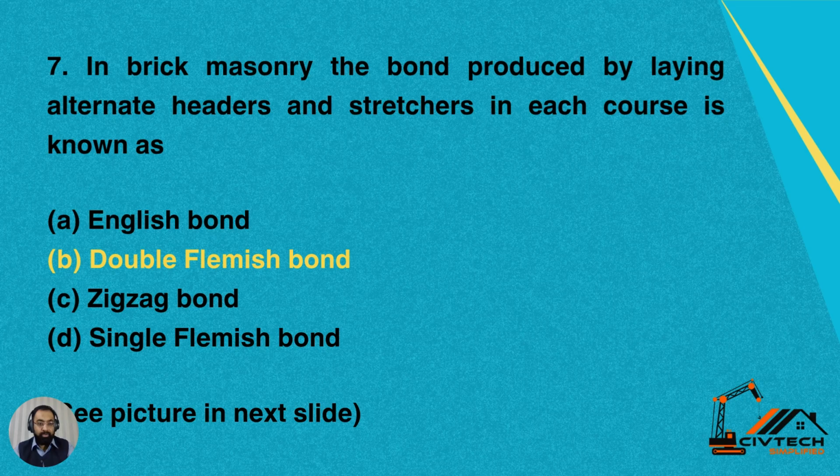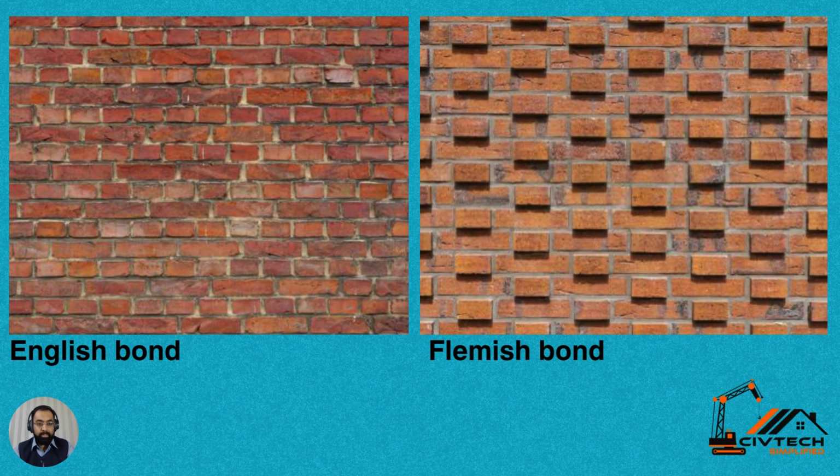So we will be showing some pictures of these bond types because one should be clear while we are discussing types of bonds. So after looking at the pictures, you will be more clear. So you see, on your left we have placed a picture for English bond, and on our right it's Flemish bond. So you can easily compare both types of bonds.